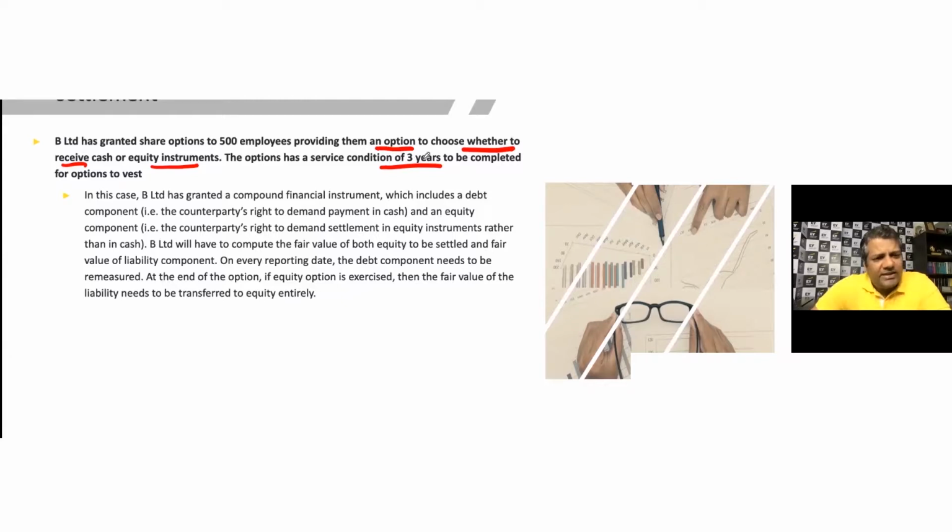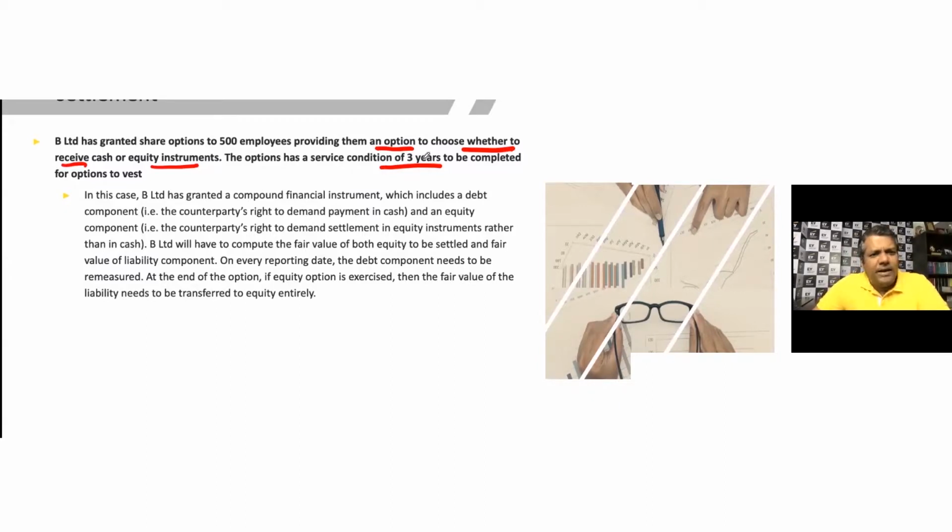In this case, B Limited has granted a compound instrument which includes a debt component, which is the liability component, the cash which I may end up paying, and an equity component, where I may end up issuing shares. In any compound instrument valuation, you first determine the fair value of the entire arrangement, and then you determine the fair value of the liability, and then the delta, the differential, if any, goes to the equity box. The liability needs to be remeasured, whereas the equity box, once it goes in, stays there. You don't need to change it.